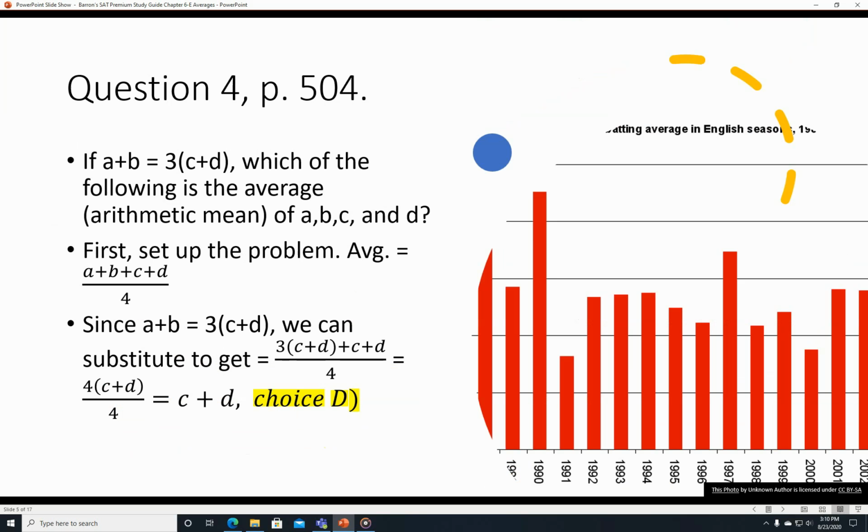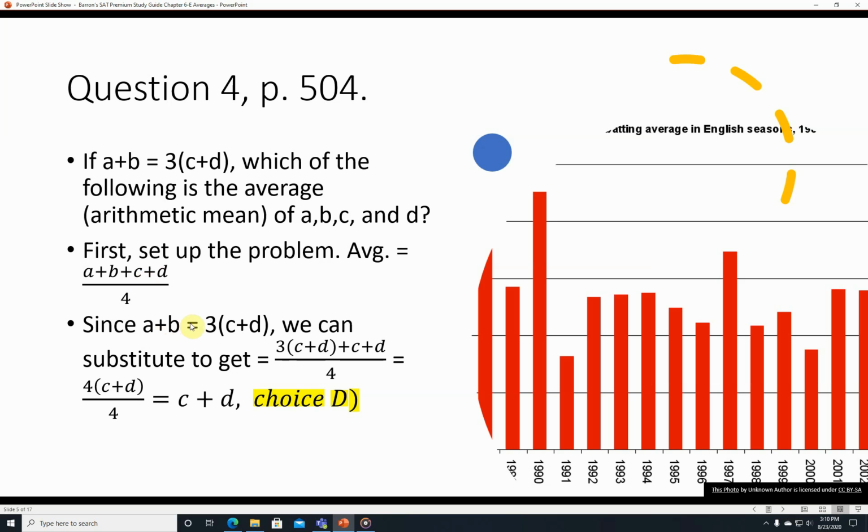Question 4, page 504. If A plus B equals 3 times C plus D, which of the following is the average or arithmetic mean of A, B, C, and D? Well, first you want to set up the problem. So you know the average of A plus B plus C plus D. They're 4 different values, so you have to add them up and divide by 4.